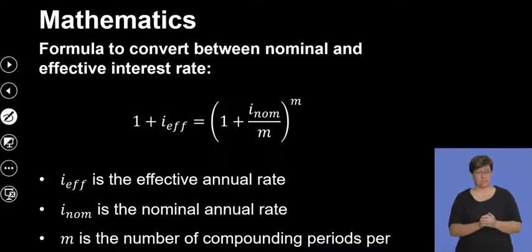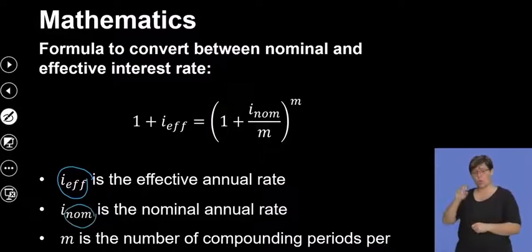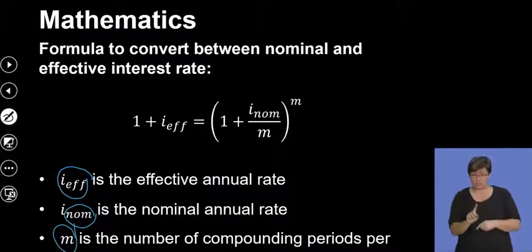Also, there was a conversion between nominal and effective interest rate. So the formula to do that was 1 + i_eff = (1 + i_nom/m)^m, where the labels are: i_eff, the effective already tells you that that's the effective annual rate, and then i_nom means the nominal annual rate, and then m will be the number of compounding periods per year.